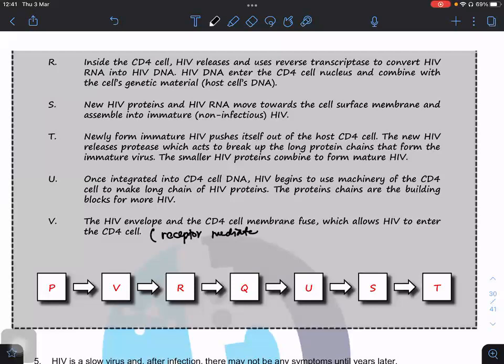Mediated endocytosis. Okay, so after this, inside the CD4 cell, HIV releases and uses the reverse transcriptase. They always use the reverse transcriptase to convert the HIV RNA into the HIV DNA. So this DNA now enters the CD4 cell nucleus, combined with the cell's genetic material, which is the host cell's.